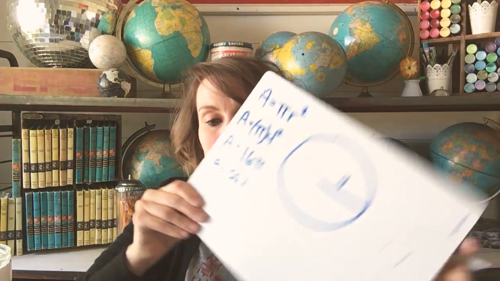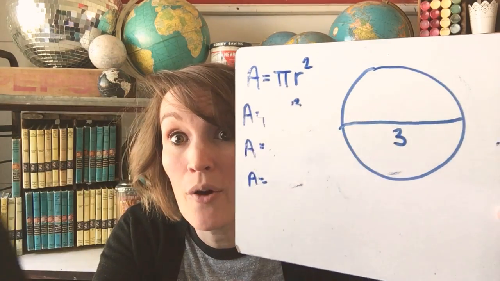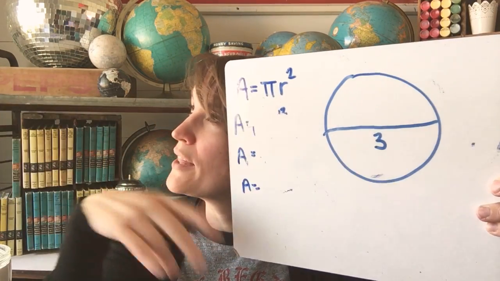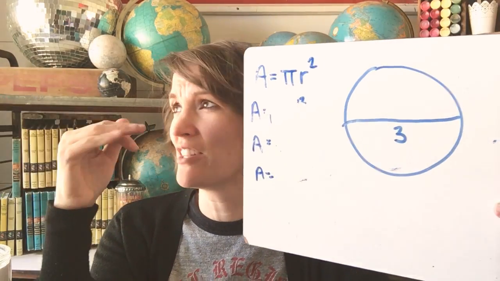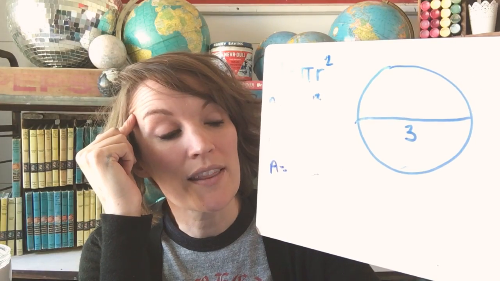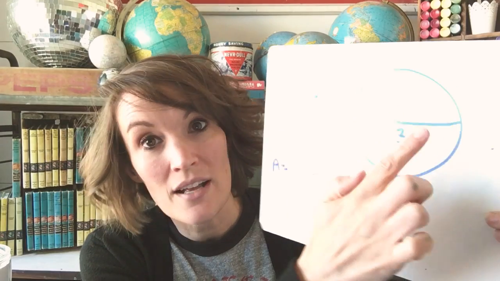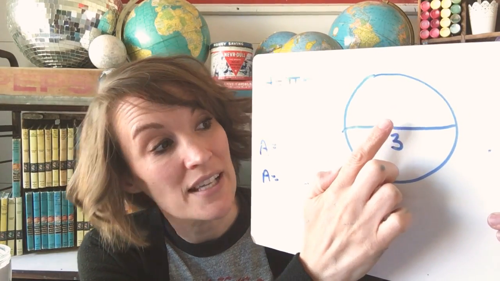Okay? Let's look at another one. Let's say that I had a diameter of 3. Now, is there a formula that we can use for diameter? No. So we start to panic and cry and throw everything around and say, I'm giving up on math, it's terrible. No. What we can do is, we don't have a formula for the area when it comes to diameter, but a diameter is just two radii put together.